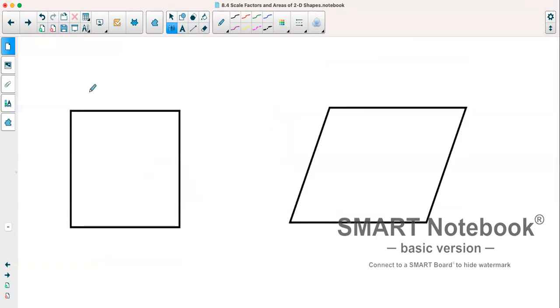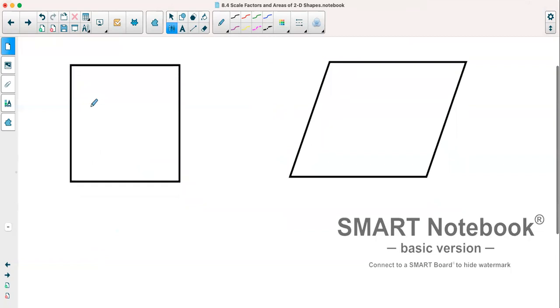Okay, so next we have these two shapes. We have a square. Now with a square, all side lengths are the same. So for example, each side has the length of S. So our square is just a special case of a rectangle because our length and width are the same. They're both S. Our area is equal to S squared.